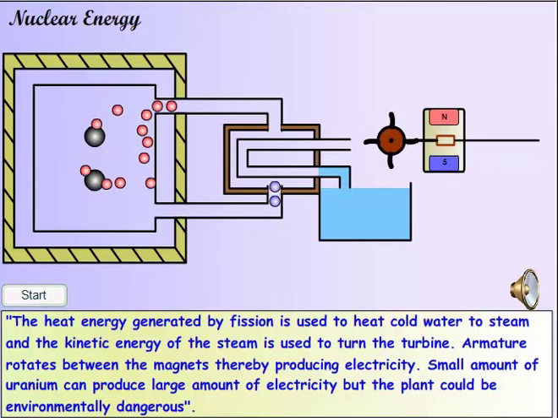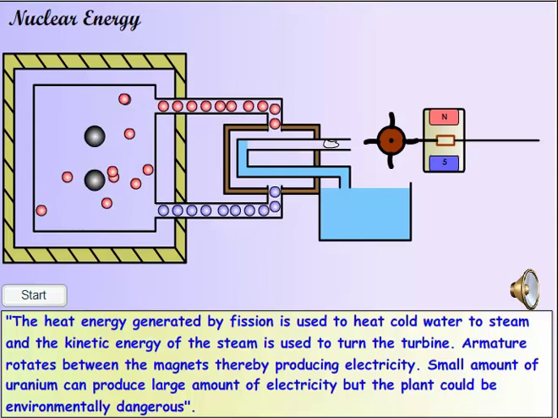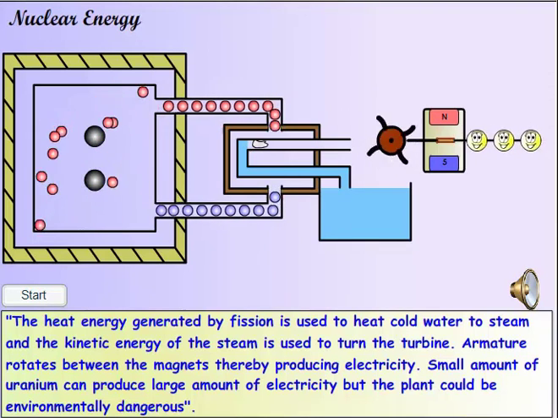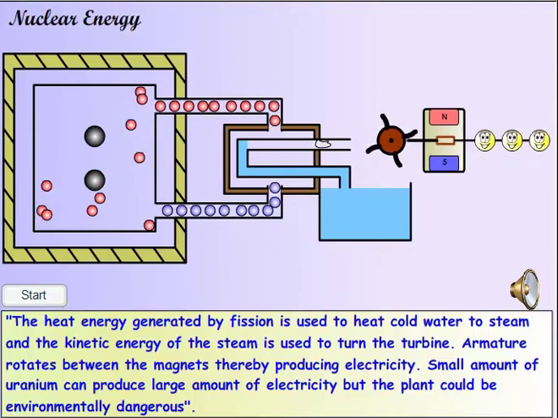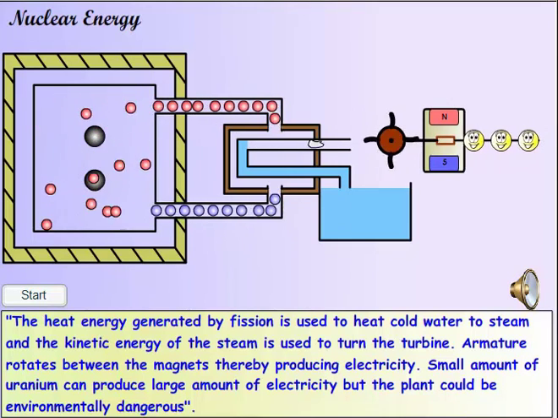The heat energy generated by fission is used to heat cold water until it turns to steam. The steam turns the turbine blades, which are connected to an armature housed between magnets. As the armature rotates between magnets, electricity is produced.